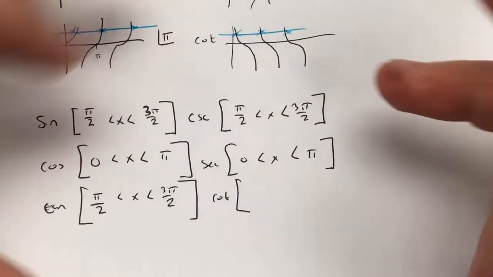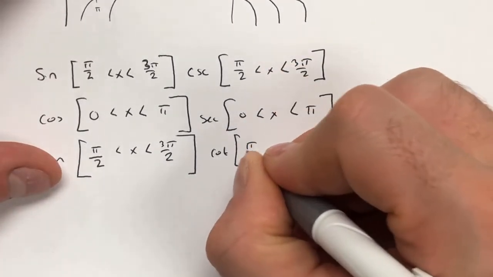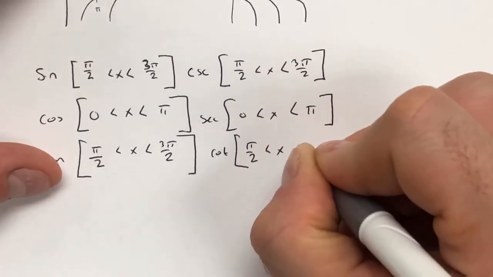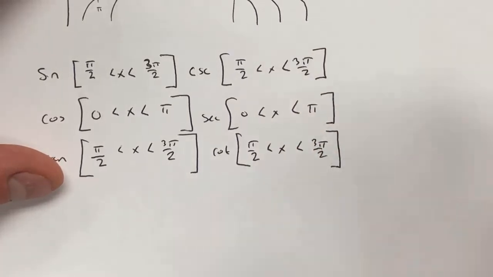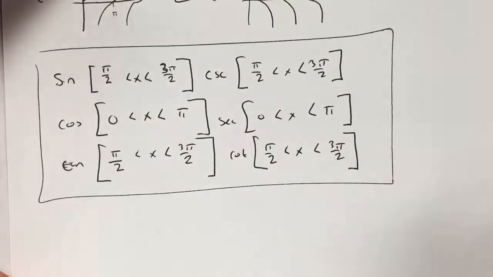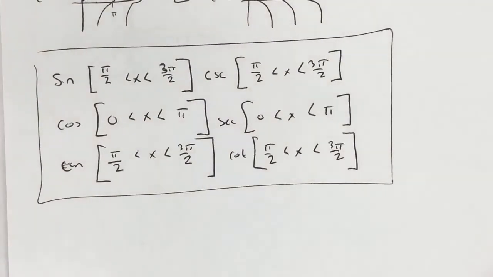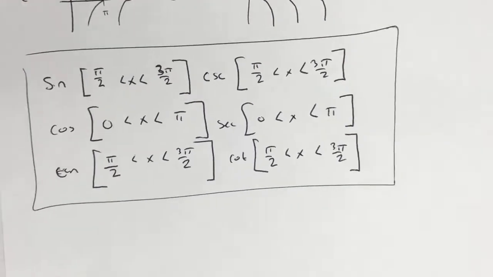Just to keep in form with the other two, I'm going to include the same period right here. So from pi over 2 to 3 pi over 2. Boom. And so those are the main restrictions of the 6 trigonometric functions. That way we can have a defined inverse.